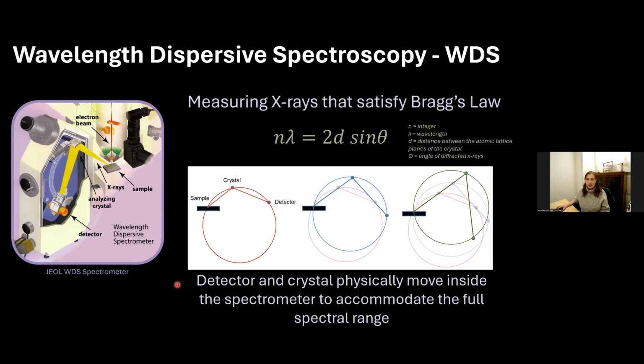So rather than measuring the energy, we're measuring the wavelength of X-rays, and that means that we have to satisfy Bragg's law, basically, to measure the X-rays that we want. So we're diffracting the X-rays coming from the sample through a diffraction crystal into our little detector down at the bottom here. Inside this detector, it is fully mechanized.